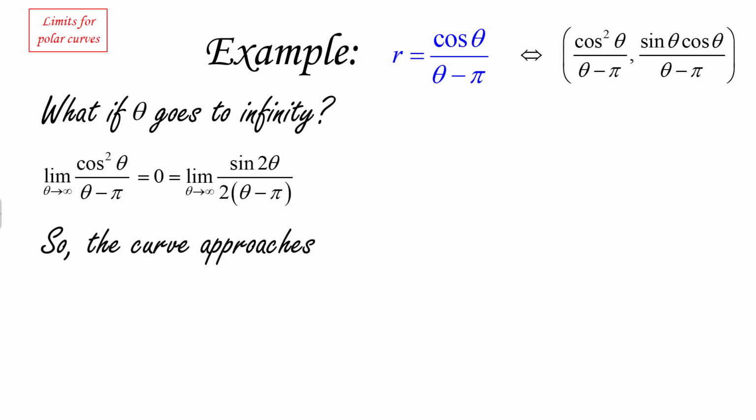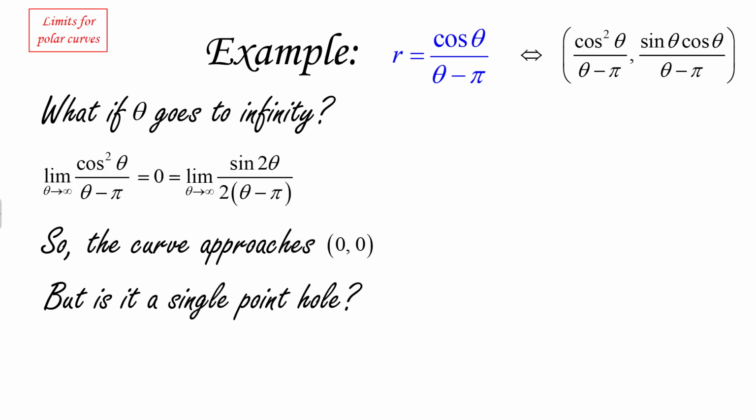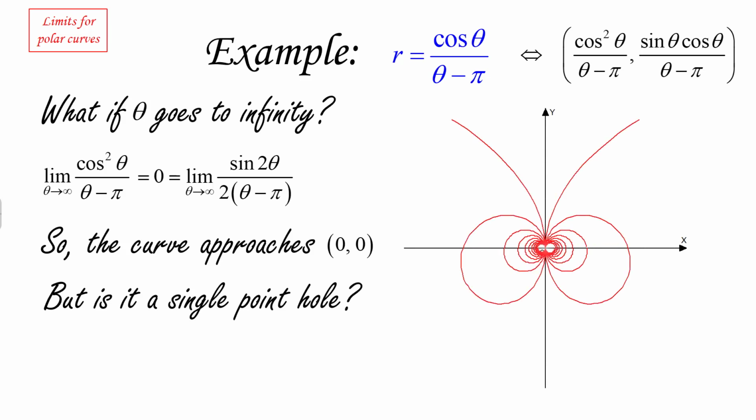Does that mean that we have a single point hole? That's what it may look like. We're approaching something where the curve doesn't exist at theta equal infinity, but there is a point. Is that a single point hole? Well, let's have a look at the graph. The graph looks like this. That doesn't look like a single point hole.